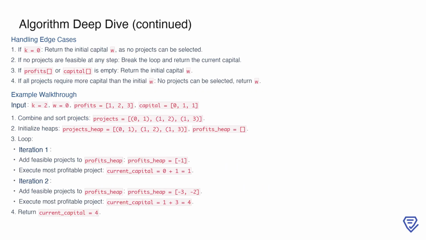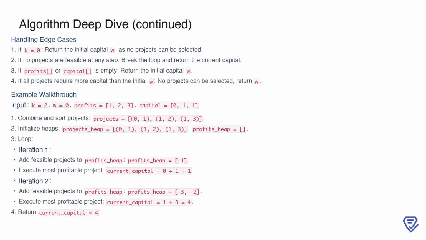Handling edge cases is critical to ensure the algorithm works correctly under all conditions. If k is 0, no projects can be selected, so we simply return the initial capital W. If no projects are feasible at any step, meaning no projects in projects_heap meet the current capital constraint, we terminate early and return the current capital. Similarly, if the profits or capital lists are empty, we return W, as no projects are available to execute. Another edge case arises when all projects require more capital than the initial W. In this scenario, none of the projects are feasible, and we return W.